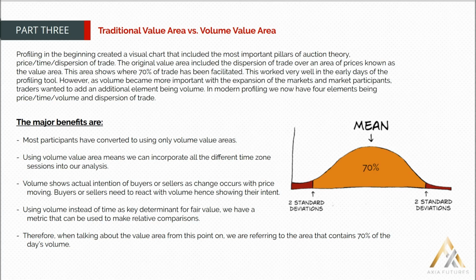Now at certain points, certain reference points, we're going to see higher volume. At certain reference points, we're going to see lower volume. By having this additional element, we can make better decisions about what buyers and sellers are actually doing.